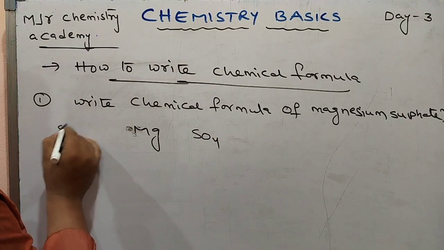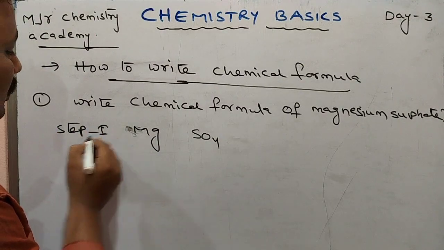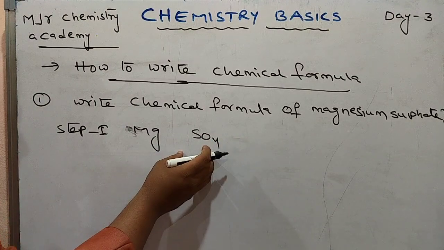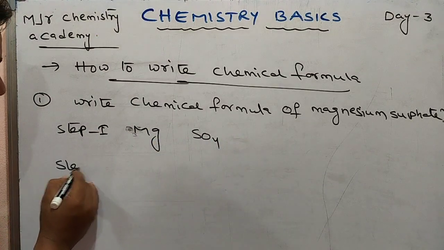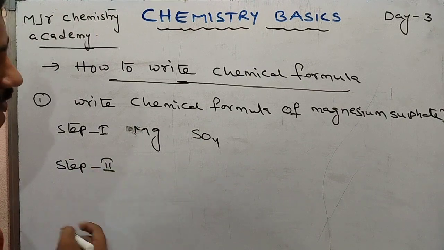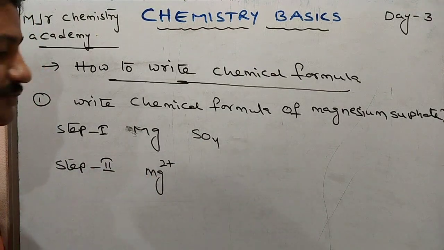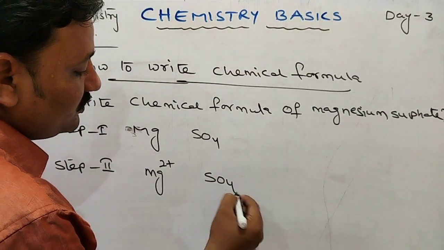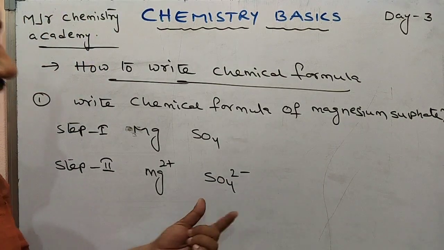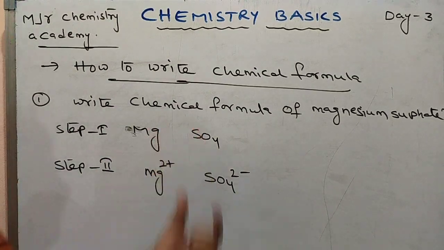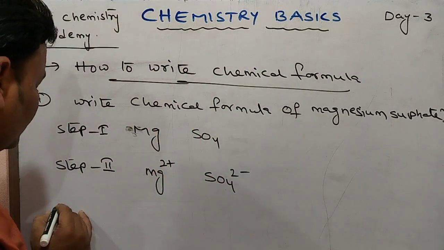This is step 1. In that question, what they have given, you have to take sulfate and magnesium. Step 2: you have to apply the charges. So Mg2 plus and SO4 2 minus. Already you know how the ions are obtained, and we practiced the ion types.